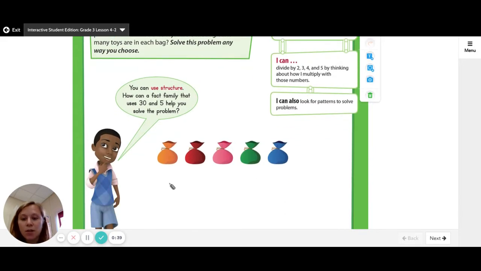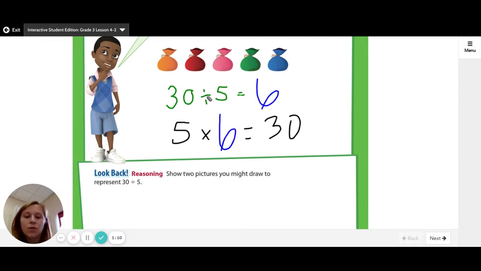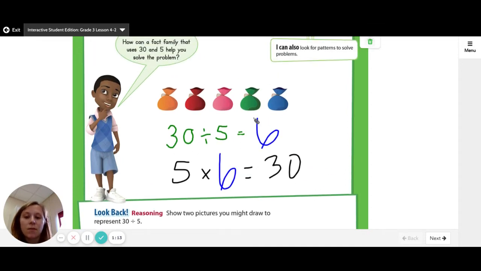So I know I'm going to start with 30 because that's my total number of toys. I'm going to divide it by the number of bags. So I can think about 30 divided by 5 is what? By multiplication problem, I can think about 5 times what is 30. So I can count by 5s. 5, 10, 15, 20, 25, 30. So I know I counted by 5s 6 times. So I know my answer would be 6. So I know 5 times 6 is 30. So 30 divided by 5 is 6.